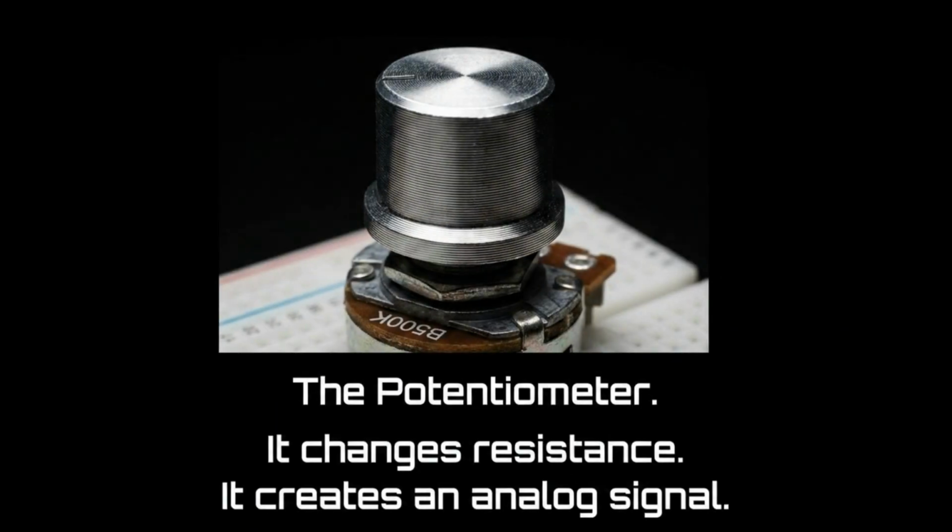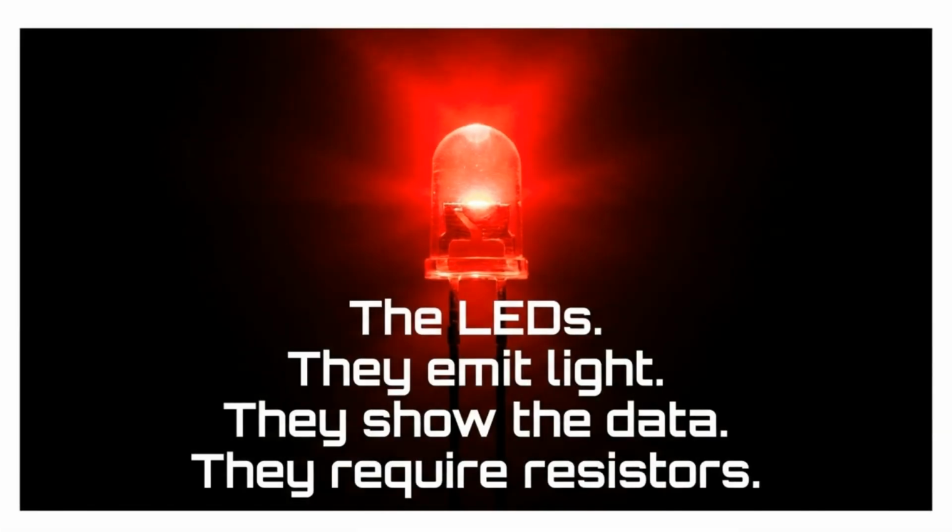The potentiometer is your input device. It changes resistance when turned, creating an analog signal that the Arduino can read. The LEDs are the output. They emit light and show the data level. Remember that LEDs require resistors to limit the current and prevent damage.